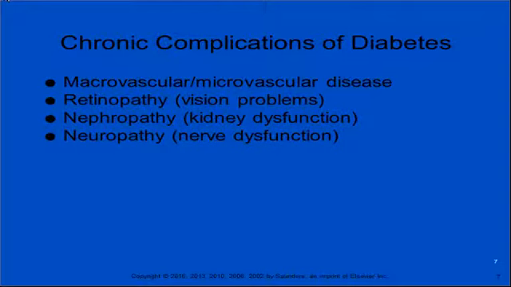Microvascular complications are things like changes of the blood vessel structures and function that lead to neuropathy, where you have all of your kidney dysfunctions. Neuropathy, of course, is where your nerves are not functioning like they should. And then, of course, retinopathy with vision problems.